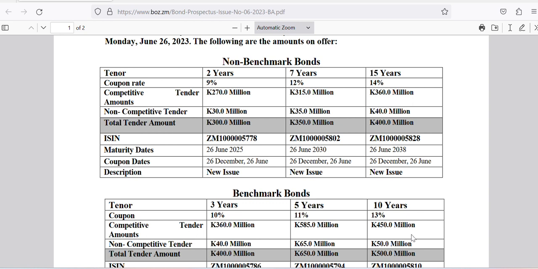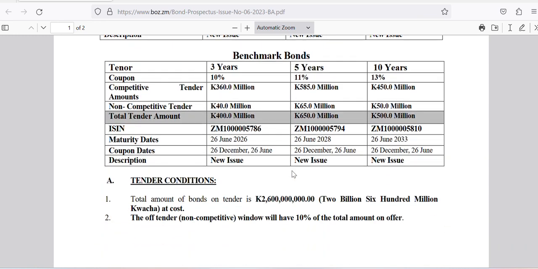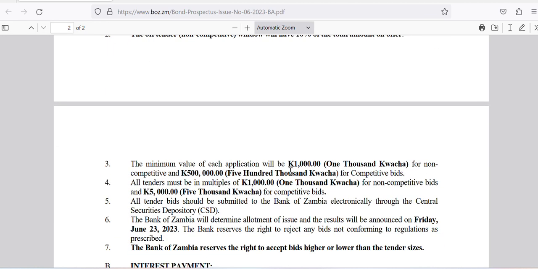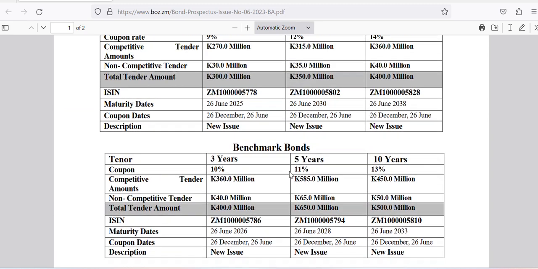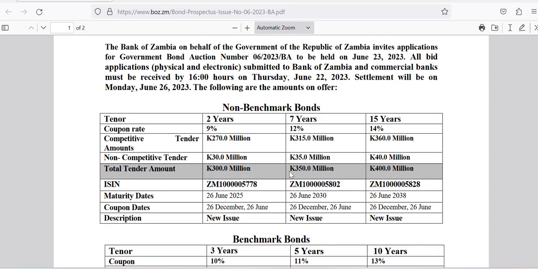Sorry, where did I get the 12? It's 2 years, 3 years, 5 years, 7 years, 10 years, and 15 years. For each of these bonds, if you go for the 2-year bond, you're lending money to the government for a period of 2 years. If you go for the 10-year bond, you're lending money to the government for a period of 10 years. Pretty simple. There's a whole lot of things on these documents, even conditions down here, but for our purposes today, I want us to limit ourselves to these terms.